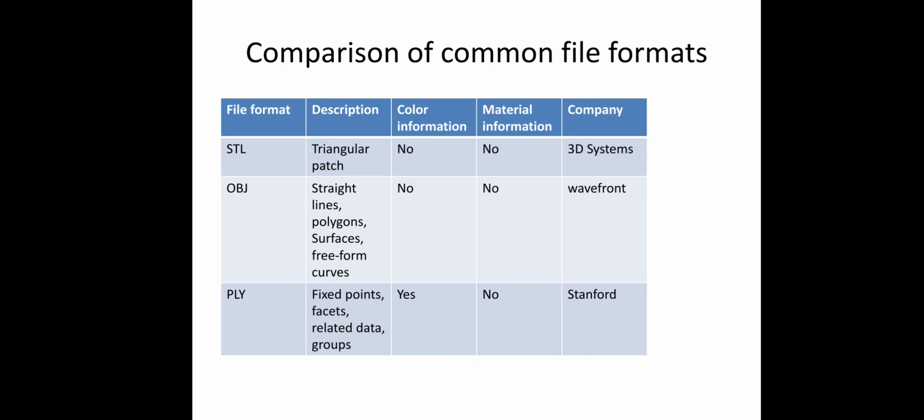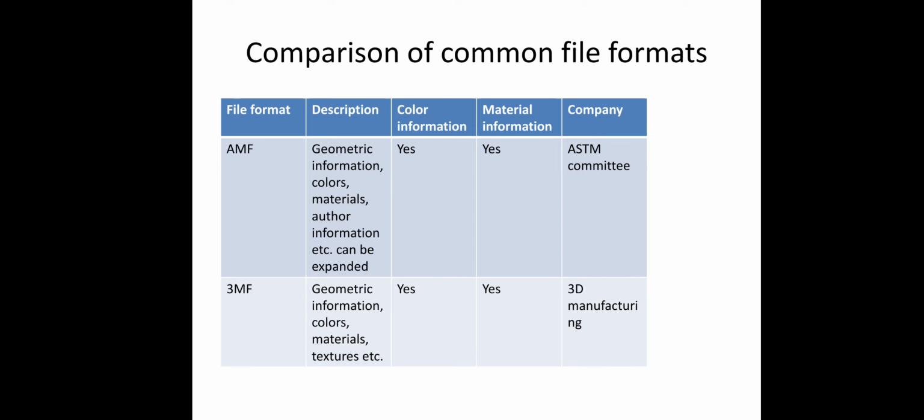The PLY format consists of fixed points, facets, and related data groups. Color information is present and material information is not present in the PLY format. It was developed by Stanford. And the AMF file format contains triangular curved triangles.